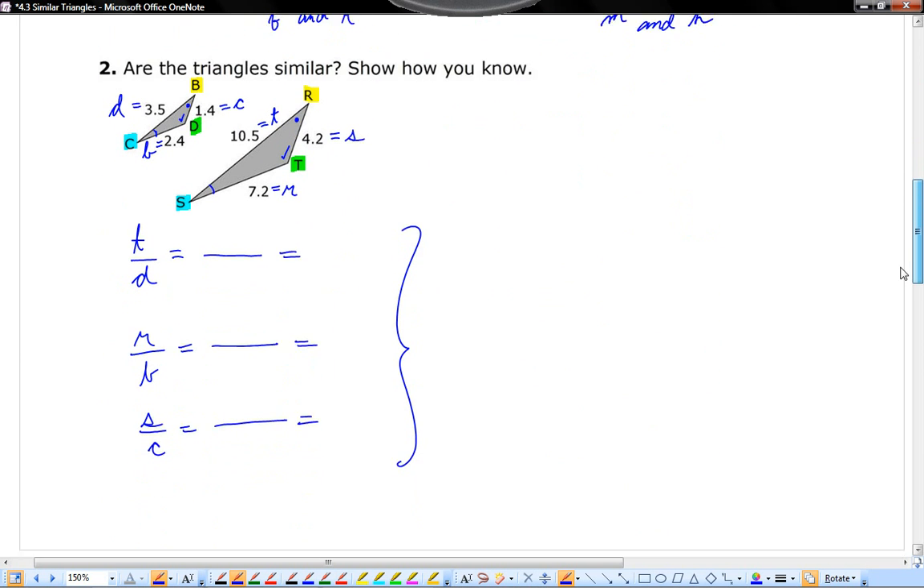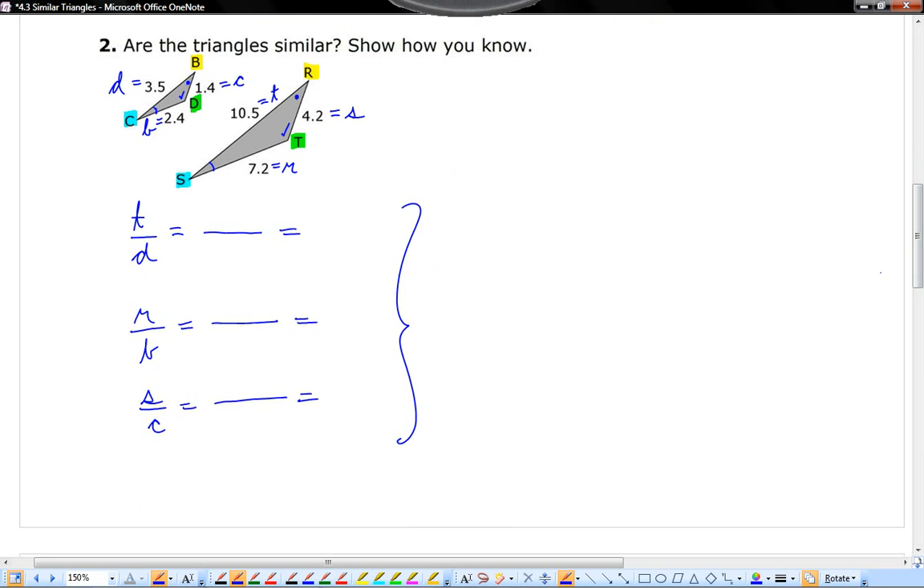Let's take a look at two triangles and try to figure out if they're similar. Now, let's suppose you didn't know whether these angles were equal. How could you figure out if these two triangles are similar to each other? So what you can do is start with the largest side of one and compare it with the largest side of the other. So the 10.5 divided by 3.5 is 3.